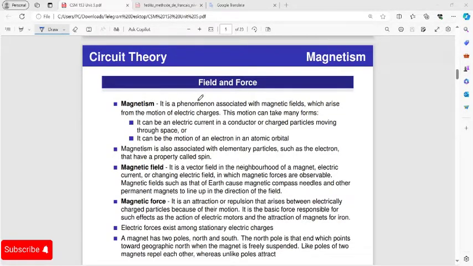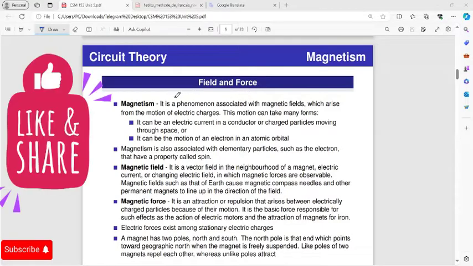Let's break down this definition. What you are getting from here is that magnetism is a phenomenon associated with magnetic fields, which arises from the motion of electric charges. So what the definition is saying is that magnetism occurs as a result of magnetic fields, and magnetic fields also arise from the motion of electric charges.